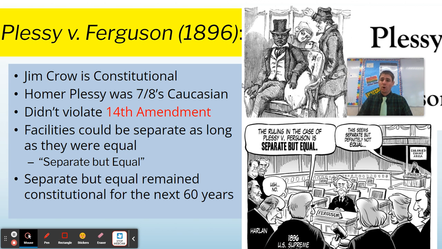So if you had one drop of Black blood, that is to say, somewhere in your past lineage, your family history, you had a Black relative, well, then you were Black as well. It didn't matter what the fraction was, it was the one drop rule. And as a result, Homer Plessy was not allowed in the white section. He sat in the white section. He was thrown in prison.